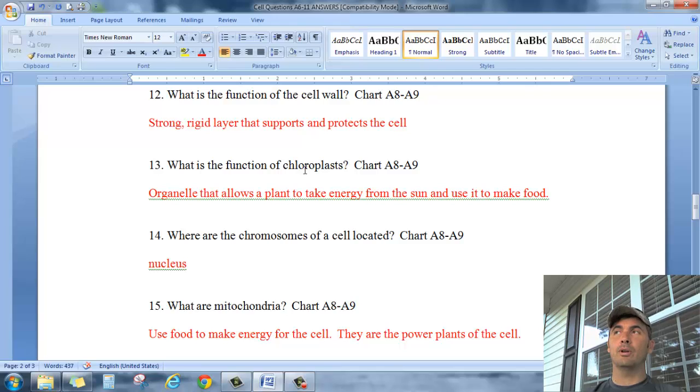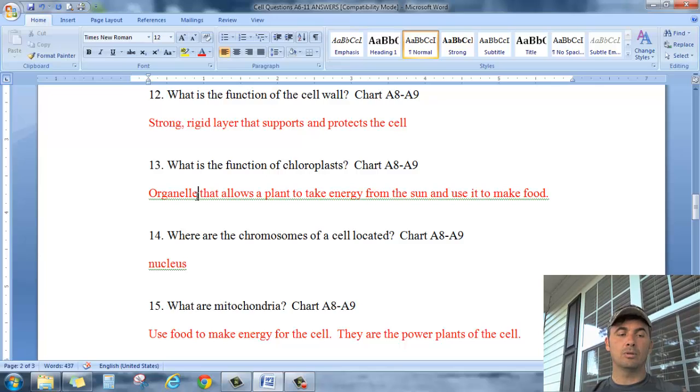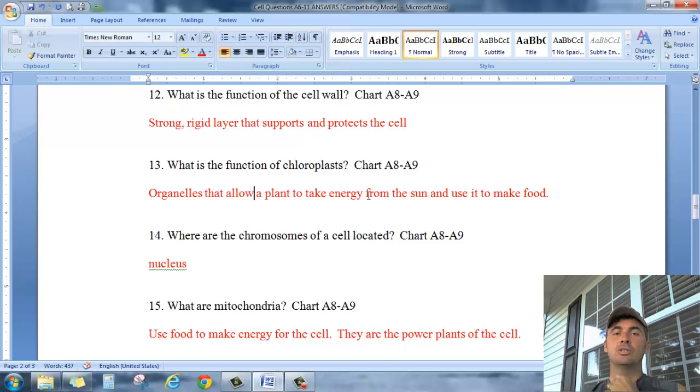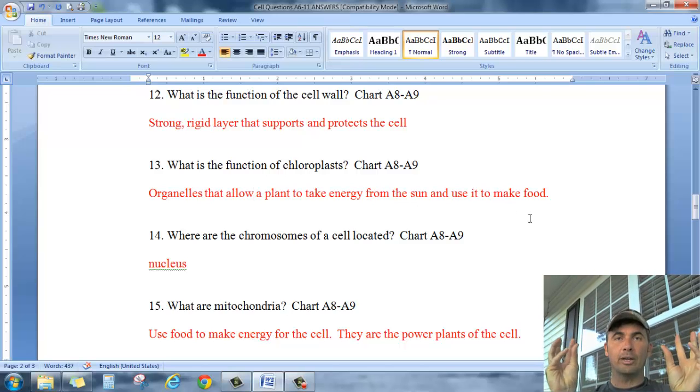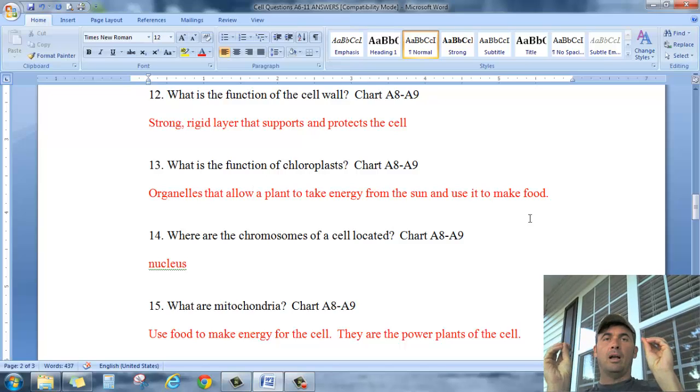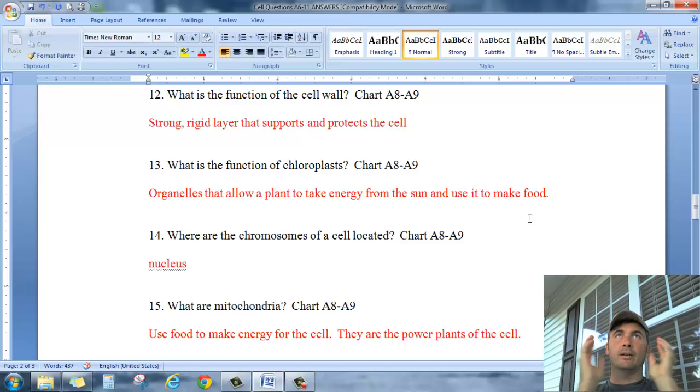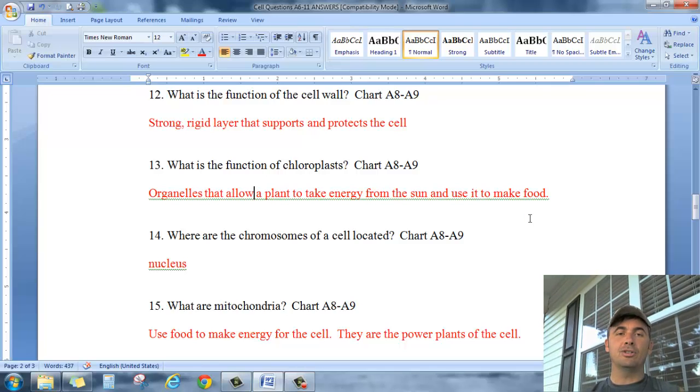All right, number 13, what is the function of the chloroplast? We kind of learned this already when we studied plants. But chloroplasts are the organelles that allow a plant to take energy from the sun and use it to make food. It's the green stuff within a cell. Within that chlorophyll, the chloroplasts are those tiny little organelles that allow the plant to capture the light energy. Okay, and it's in each one of those cells.